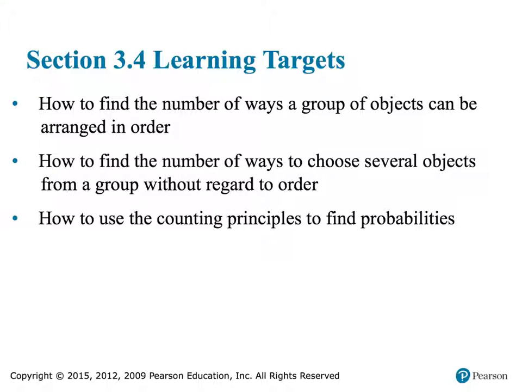So we want to be able to find the number of ways that a group of objects can be arranged in order. We also want to be able to find the number of ways to choose several objects from a group without regard to order, and then we'll use these counting principles to help us find some probabilities.